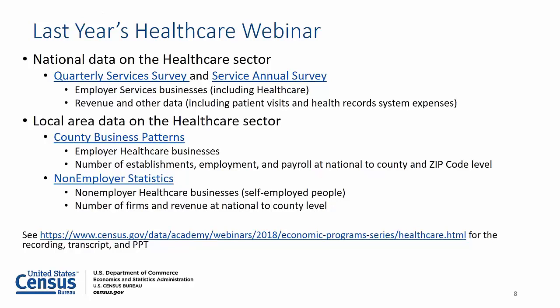Non-employer statistics, in contrast, produces information on non-employer businesses. These are self-employed people, folks who receive a 1099 from the business that they work at, and then report that income to the IRS on the 1040 Schedule C or the Schedule SE. The Non-Employer Statistics Program publishes information on the number of businesses or firms and their revenue. And like County Business Patterns, data are shown at the national level and then down to county level. Non-employer statistics does not, unfortunately, produce information at the zip code level.